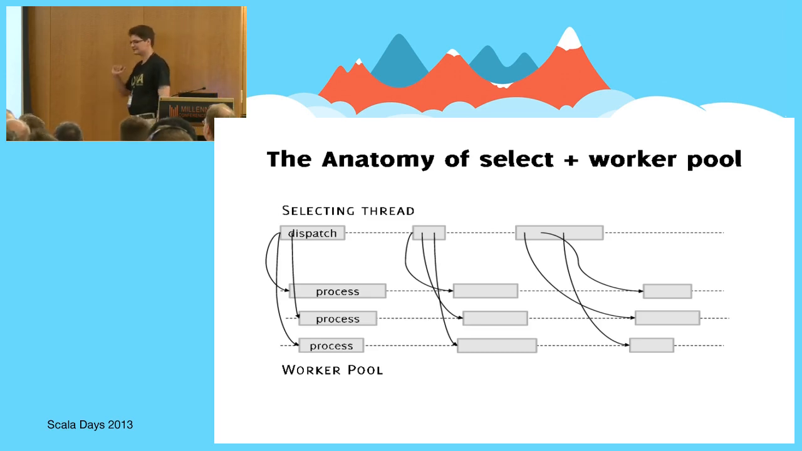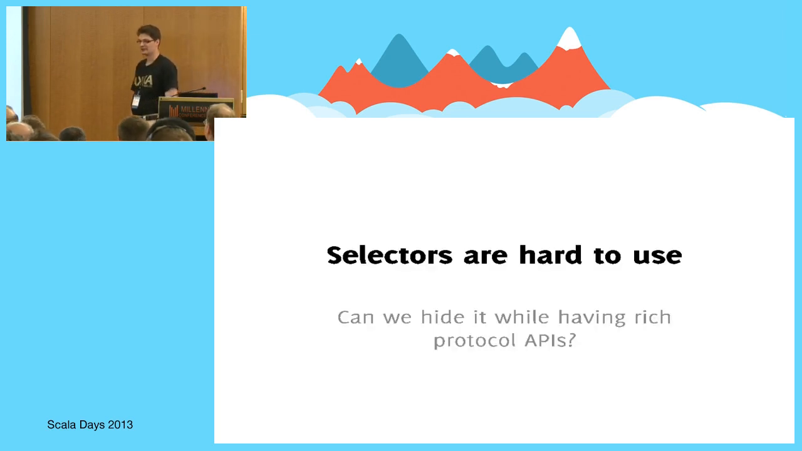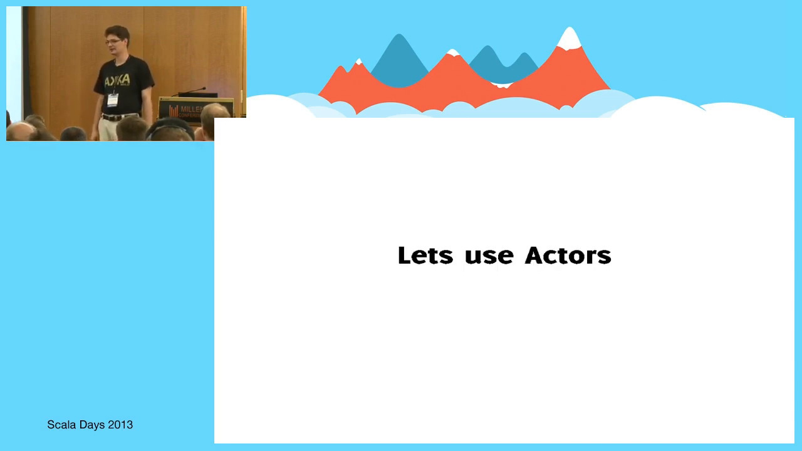It basically works like this. So you have one thread on the top, it's a selecting thread, and where you see the dashed line, it basically waits for events. And where you see the gray boxes, it does the dispatch magic, which is very fast, and it hands over the thing to other threads to process. It's not the only architecture, by the way, with thread pools and selectors. There are other frameworks that use slightly different approaches, but this is the model we will use here. But anyway, anyone who ever used selectors, I think, will agree that they are hard to use. They are not a really good way of abstraction.